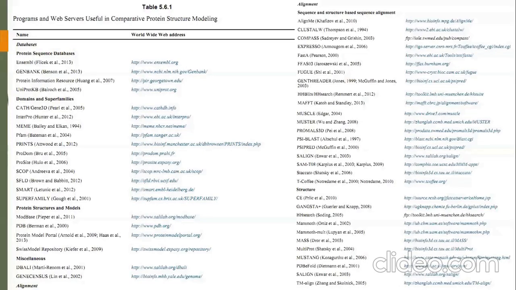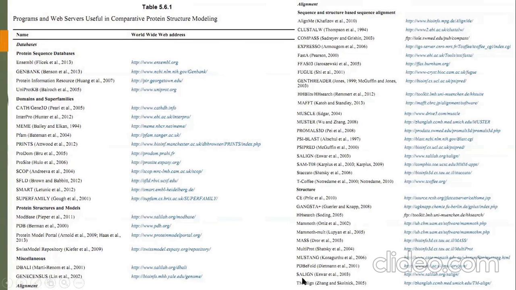And these are some of the databases you can search upon, and these are protein sequence databases. You can go through it. Domain and super families के कुछ sites हैं, कुछ databases हैं. Protein structures and models. These are some databases for protein structures and models. Web servers हैं कुछ, ठीक है. And these are some miscellaneous sites. Sequence and structure based alignments के लिए कुछ tools हैं, ClustalW and MUSCLE and so on.